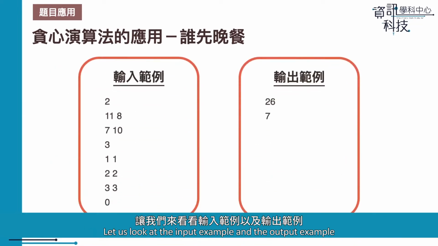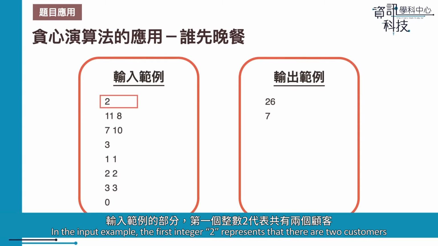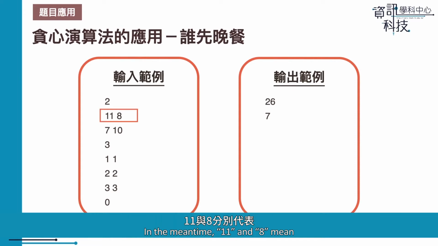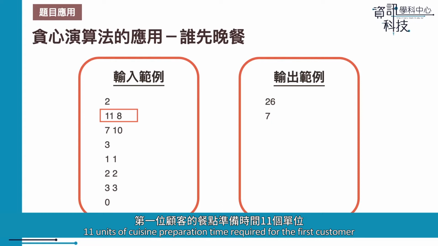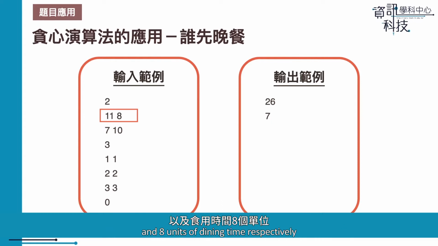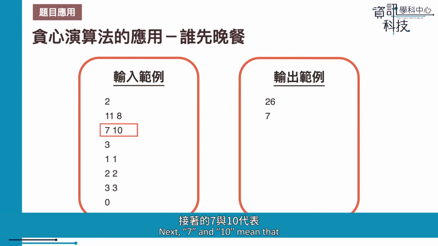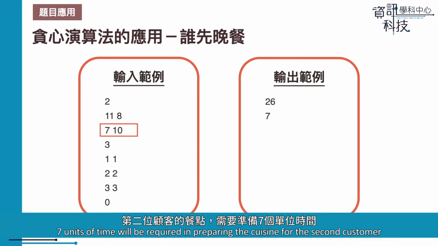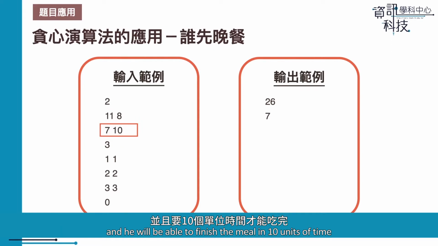Let us look at the input example and the output example. In the input example, the first integer, 2, represents that there are 2 customers. In the meantime, 11 and 8 mean 11 units of cuisine preparation time required for the first customer, and 8 units of dining time respectively. Next, 7 and 10 mean that 7 units of time will be required in preparing the cuisine for the second customer, and he will be able to finish the meal in 10 units of time.